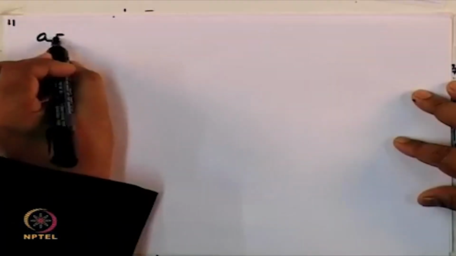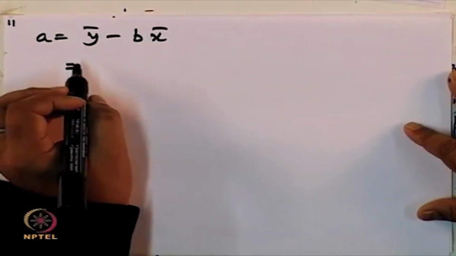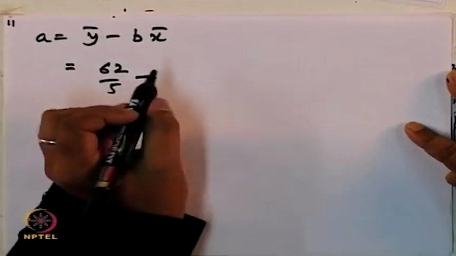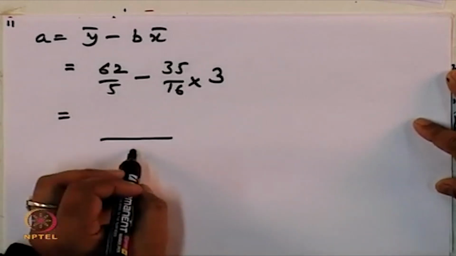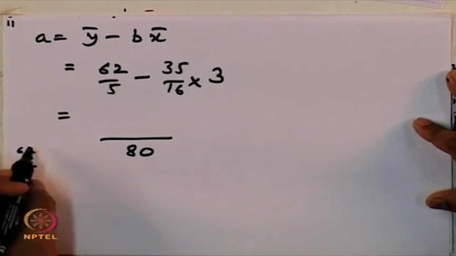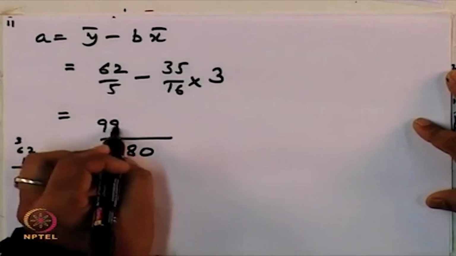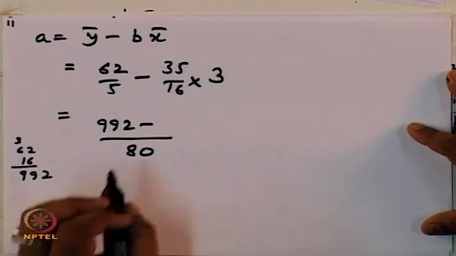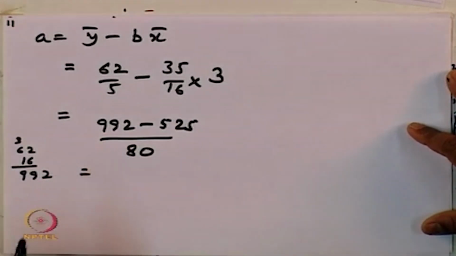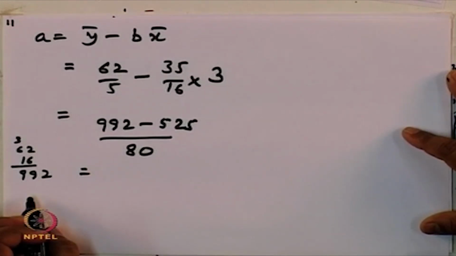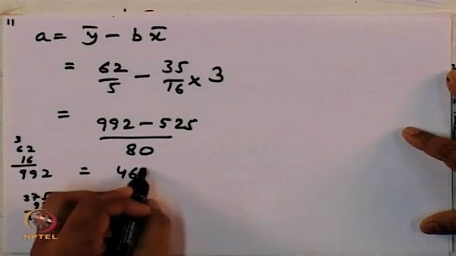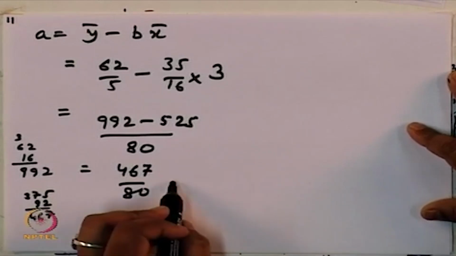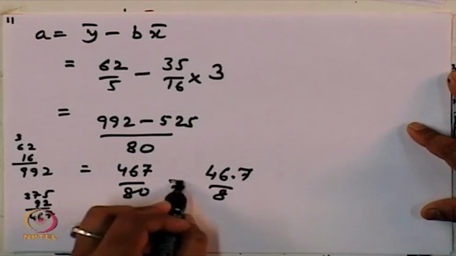And a comes out to be y bar minus b times x bar, which is y bar, 62 by 5, minus b, 35 by 16, into x bar, 3. So, I cannot cancel anything. Just 80: 62 into 16 is 992, minus 525, so 467 by 80, which is approximately 5.8.